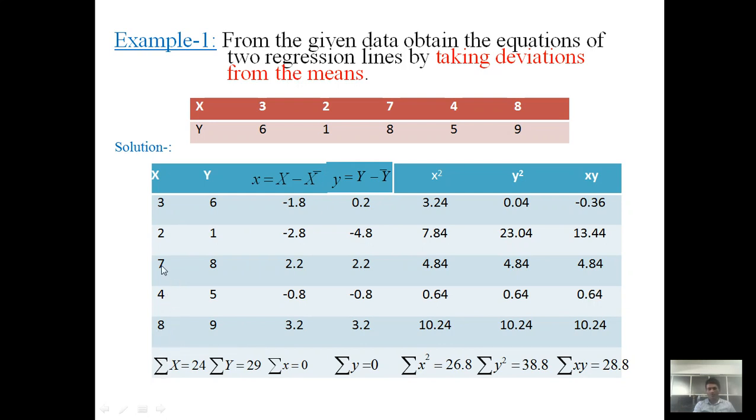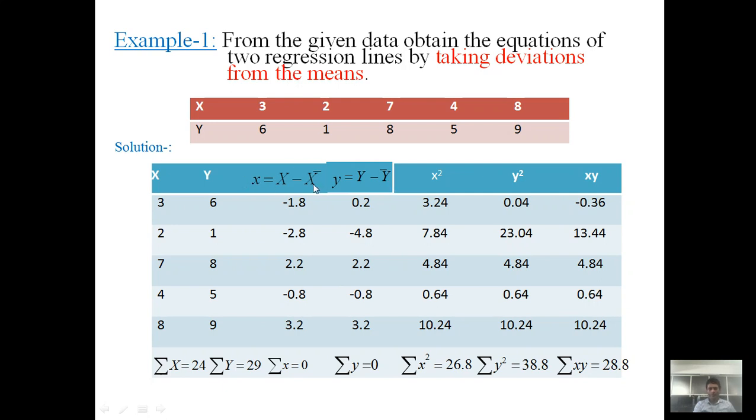So 1 plus 2, 3, 4, 5. So there are a total of 5 observations. And y bar is equal to 6 plus 1, so 7, 7 plus 8, so 15, 15 plus 5, 20, 20 plus 9, 29. So y bar is just 29 divided by 5.